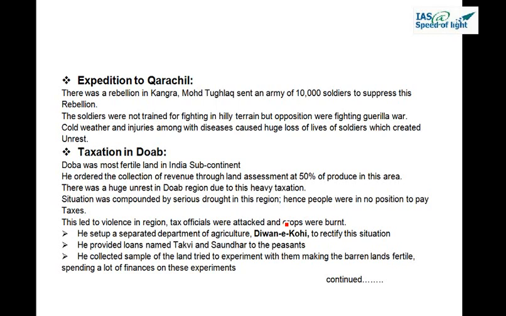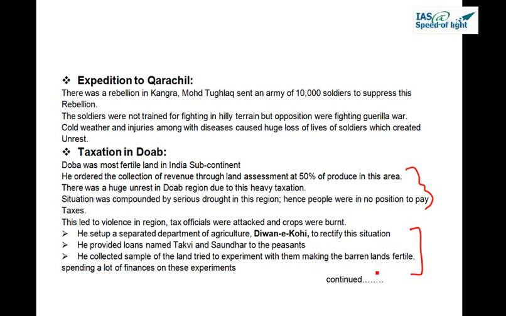Another was the taxation in the Doab region. We have seen the Ganga Doab is the most fertile land in the Indian subcontinent. He ordered the collection of revenue, with land assessment at 50% of produce in this area. This created huge unrest in the whole region, and the situation became more serious because there was a drought in the region. Hence the people were in no position to pay the taxes. This led to violence in the region, and tax officials were attacked and crops were burned.